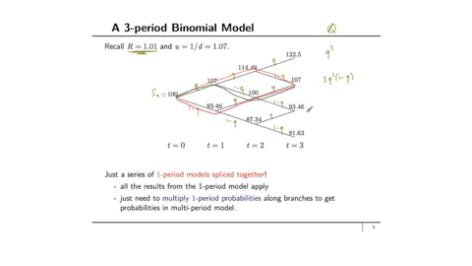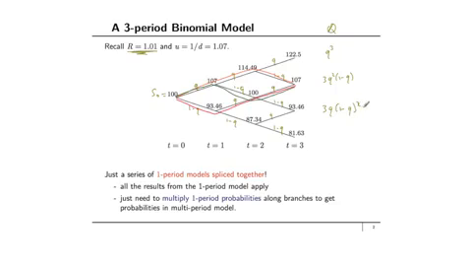There are 3 ways for the security price to get to 93.46. It can go up and then have 2 down moves, it can have 2 down moves and then 1 up move, or it can have a down move, an up move, and then a down move. So in fact, this occurs with probability 3Q times (1 minus Q) squared.